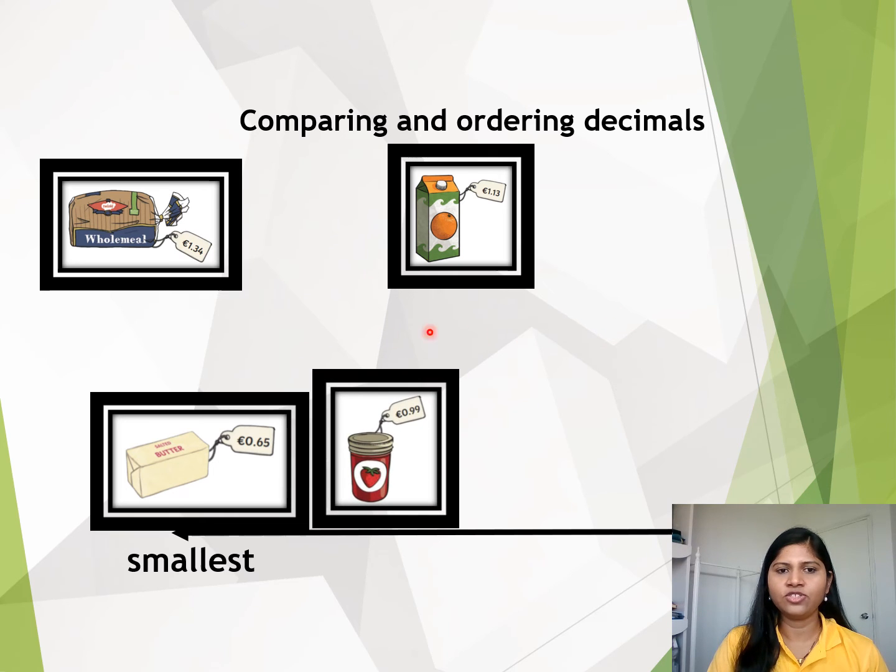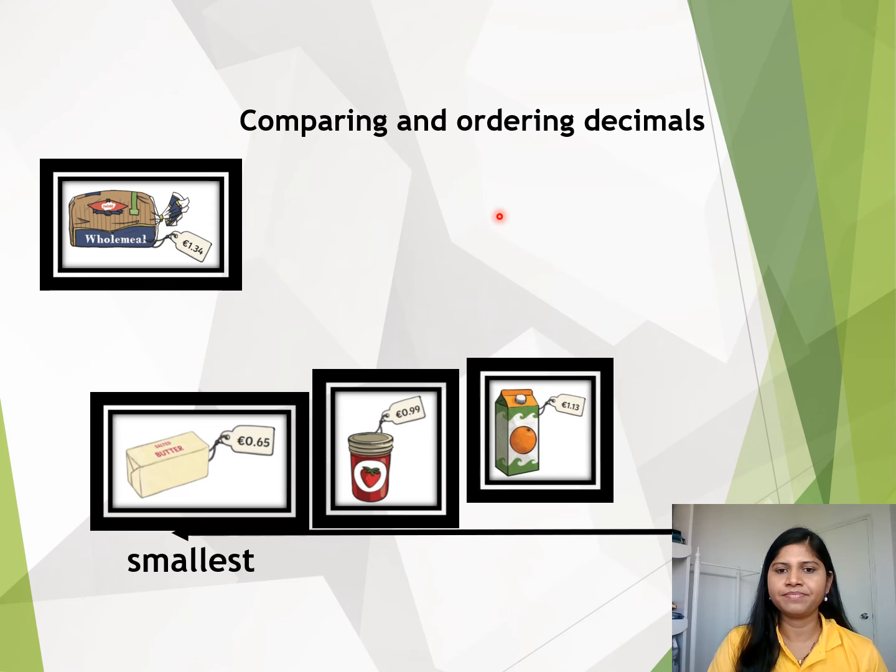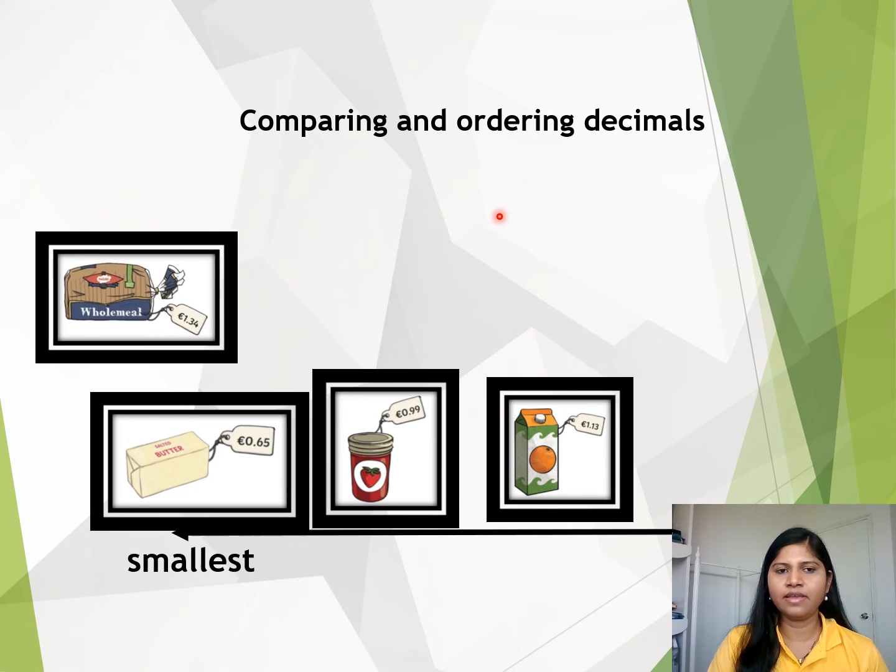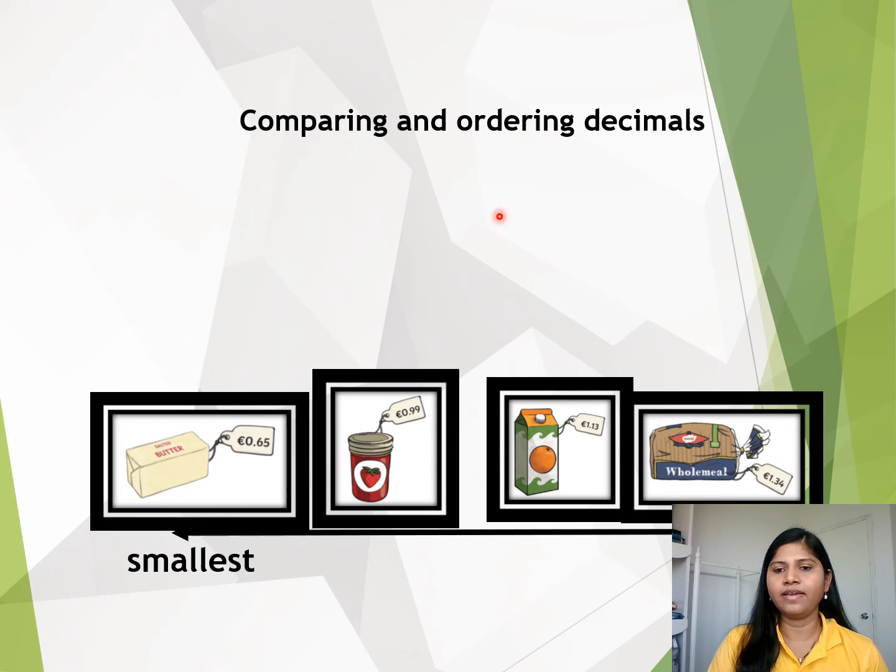And now we are left with two more products, bread and juice. Here we can see the whole numbers are the same, so we move to comparing the decimal digits. The first decimal digit is tenths. In bread it is 3, whereas in juice it is 1. So of course juice is cheaper than the bread. So juice comes third in our scale, whereas the bread is with the highest value. So this way you arrange the decimals by comparing the decimal numbers.